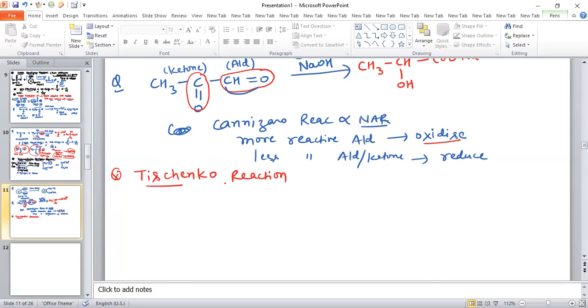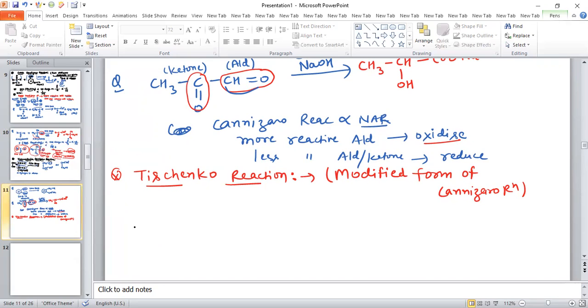See how this Tischenko reaction takes place. This reaction is basically a modified version of the Cannizzaro reaction. When any aldehyde reacts with aluminium ethoxide, it will form an ester.